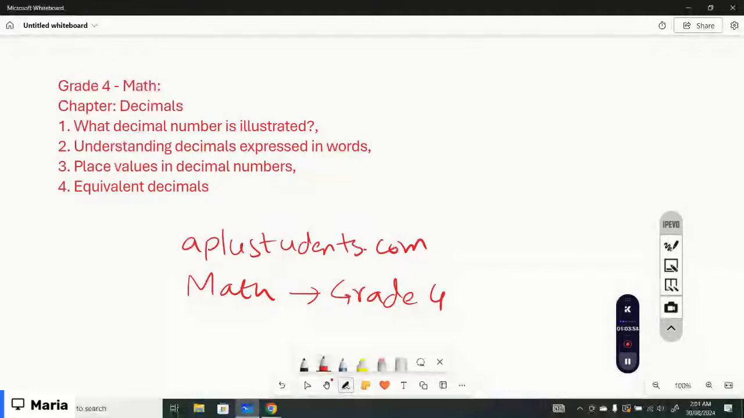The lessons we're going to cover today are: what decimal number is illustrated, understanding decimals expressed in words, place values in decimal numbers, and equivalent decimals. So please make sure you have your notebook and pencil so that you can note down the important examples and definitions as well.